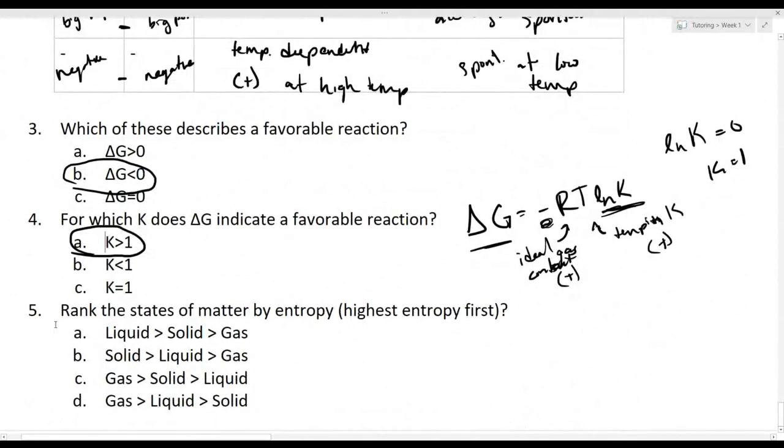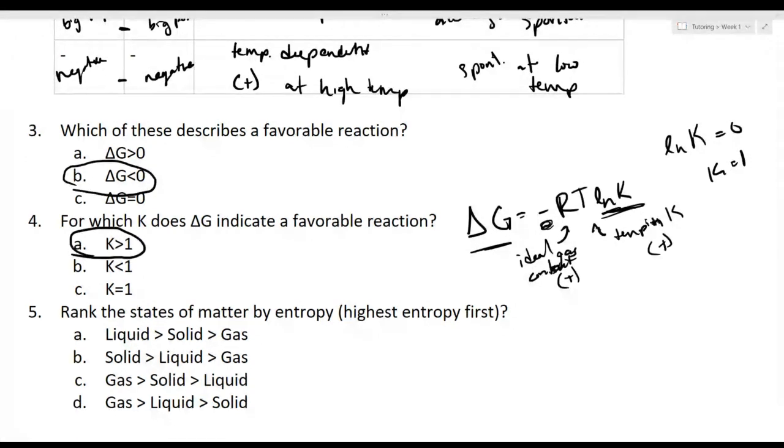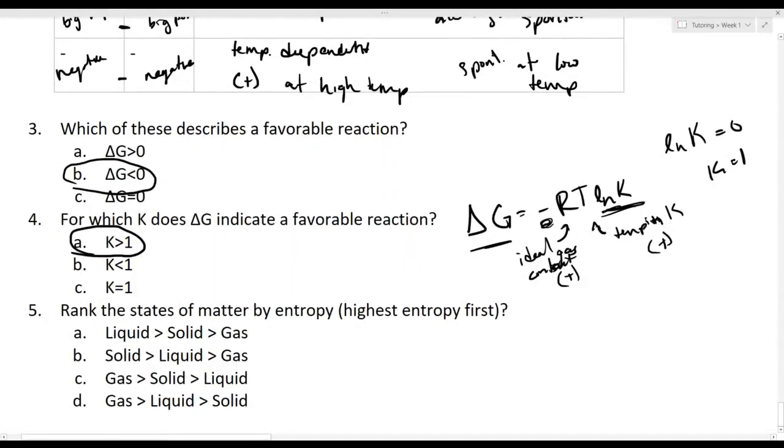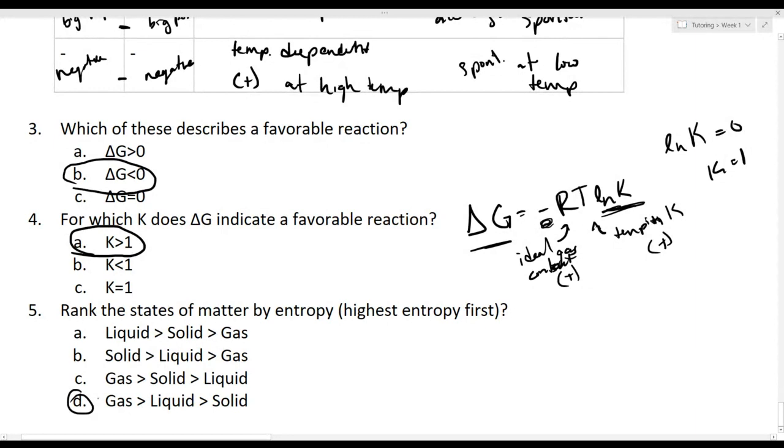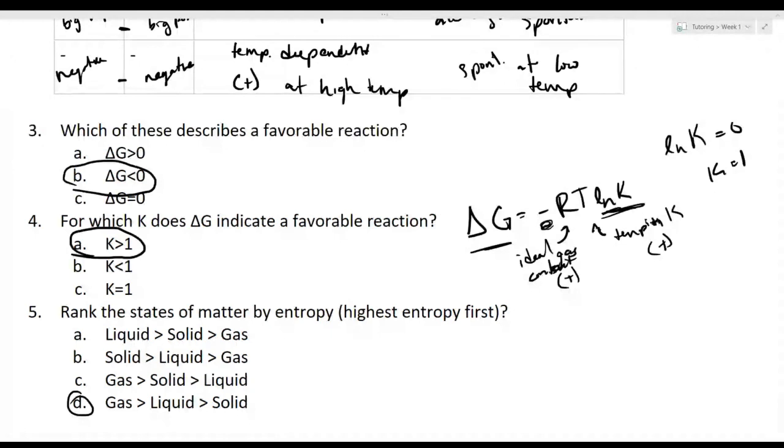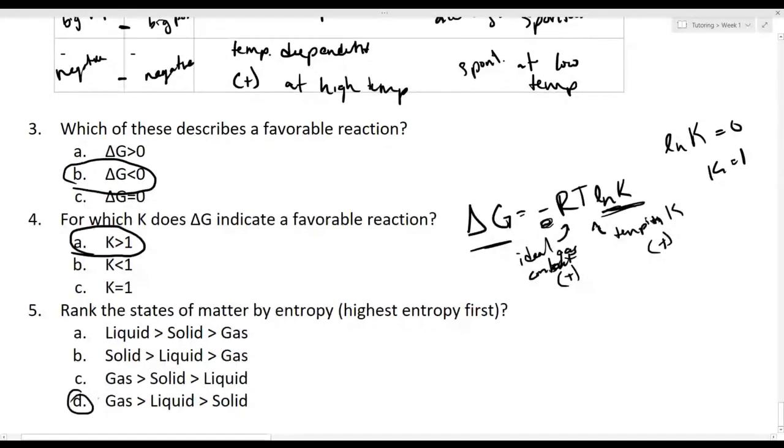And our last question is rank the states of matter by entropy. So the highest entropy is first, okay? We have D. Yeah, you guys are really fast. You're exactly right. And this is another conceptual question to make sure we understand that entropy is disorder. Gases are free to move wherever they want, so they're really disordered. Liquids are bunched together, stuck together, but they move around a lot. Solids don't move around anywhere near as much. They kind of vibrate together, okay?